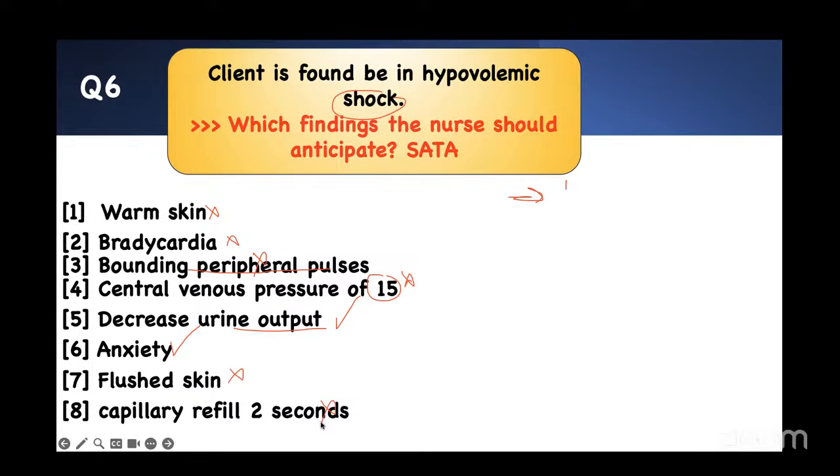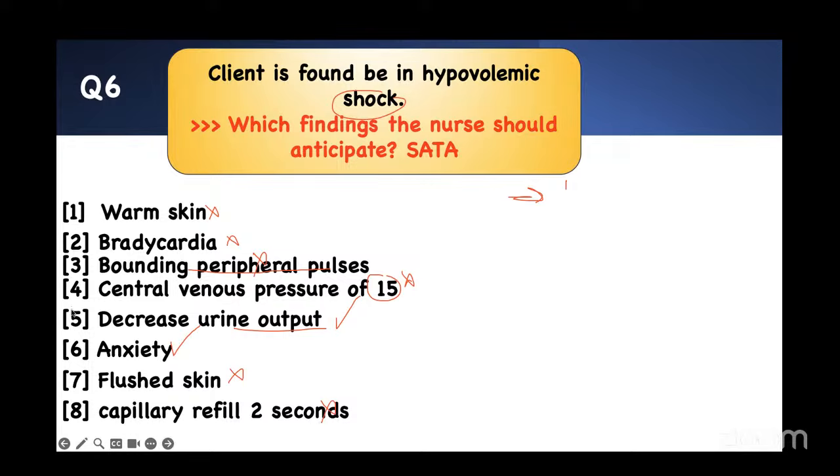But these are content you have to master. So the only thing we're going to see in this patient is decreased urine output and anxiety. But the skin is not going to get warm. Patient is going to be tachycardic. Peripheral pulses are not going to be bounding. CVP is not going to be that high. The skin is not going to get flushed. And the capillary refill is that.